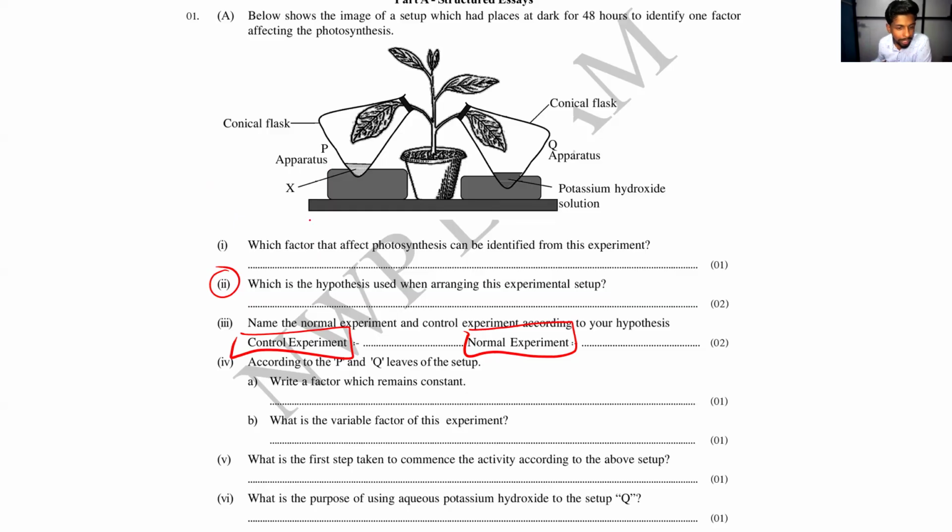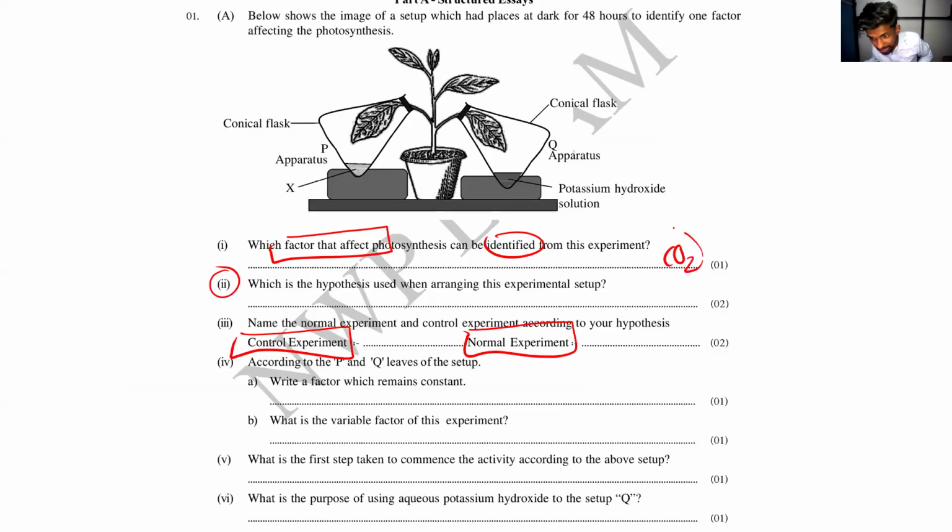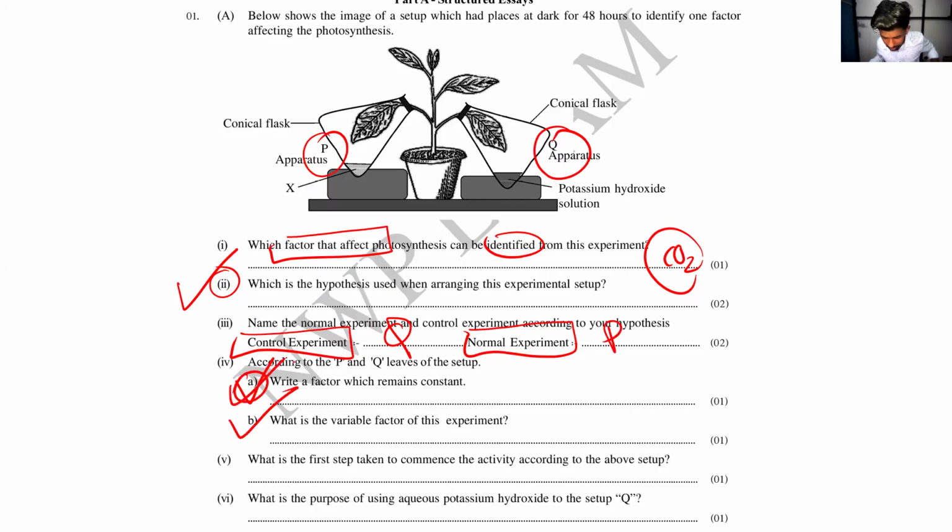Can anyone tell me, Bilal, what is the factor that affects photosynthesis that can be identified here? What is the aim? We are going to test whether carbon dioxide is needed for photosynthesis. This is the main target of this practical. Yes, that is a factor. Carbon dioxide is the factor that I am testing here. Don't worry, we don't have time for that one. Name a control setup. You know the control setup, that is apparatus Q, and the normal experiment, that is apparatus P. I will check and explain that in our next class.